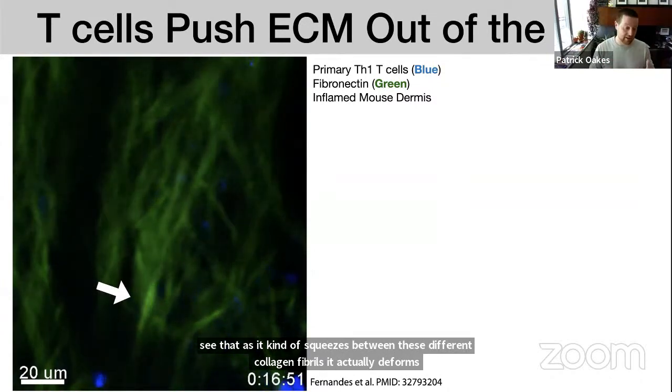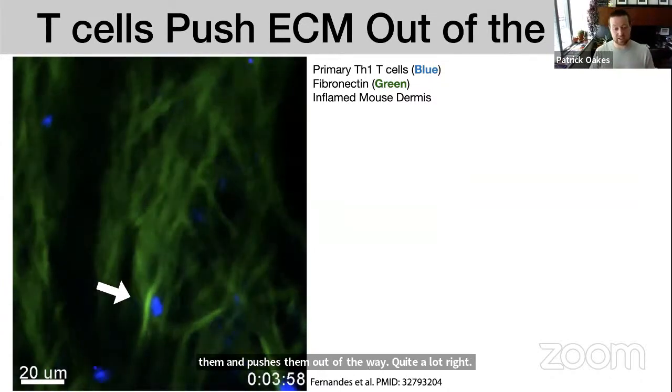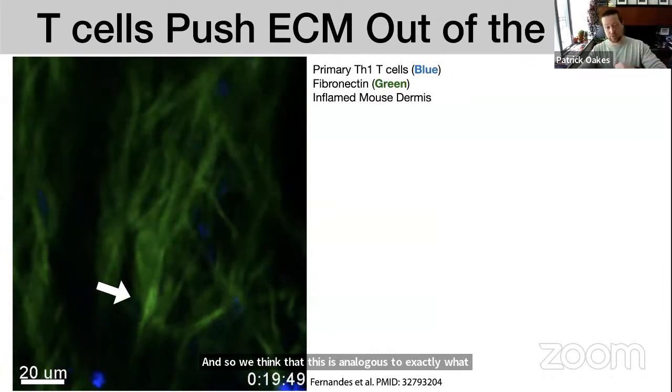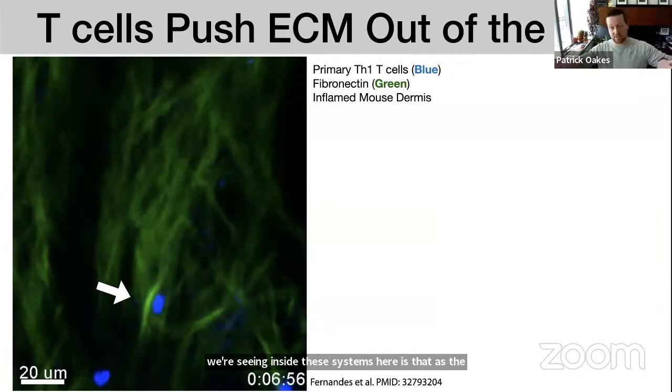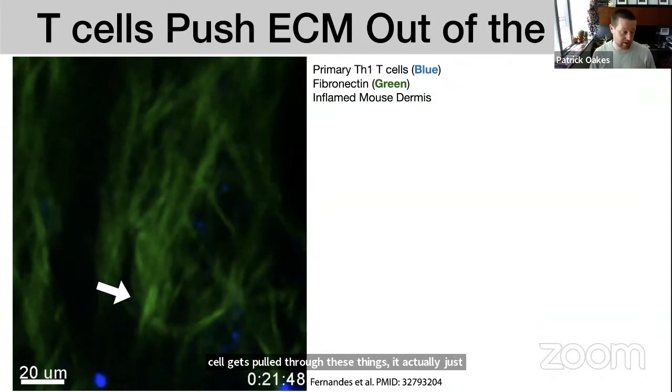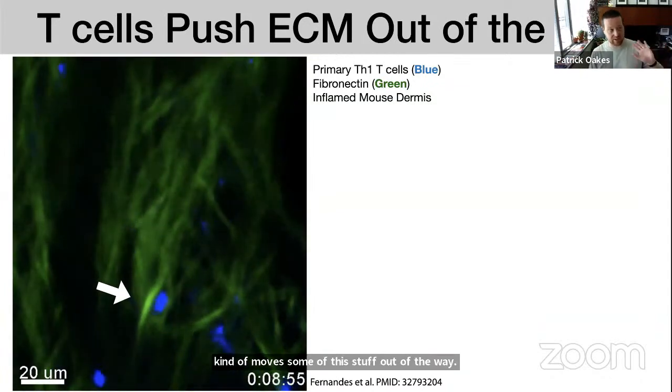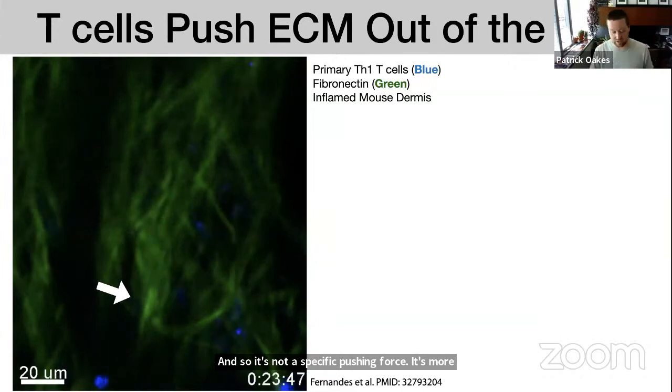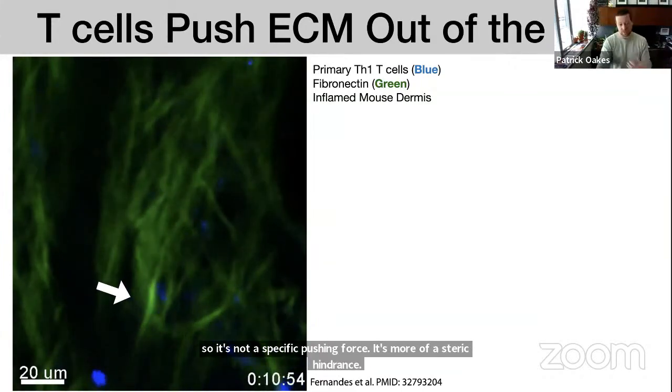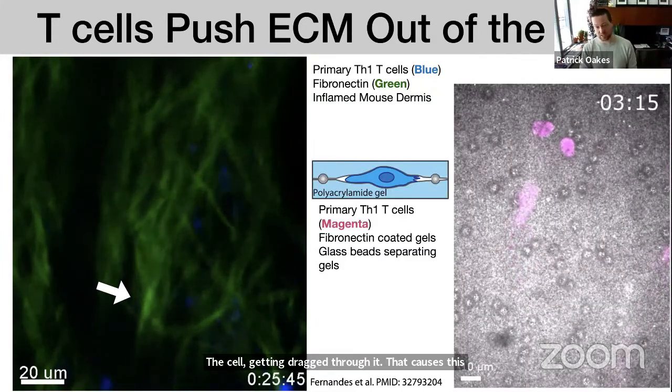And so we think that this is analogous to exactly what we're seeing inside these systems here, is that as the cell gets pulled through these things, it actually just moves some of this stuff out of the way. And so it's not a specific pushing force, it's more of a steric hindrance, the cell getting dragged through it that causes this kind of pushing force. And the pulling force is all coming from these integrin-based things.